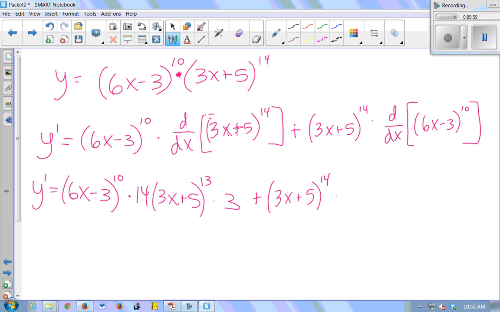The way I take this derivative is I apply the power rule. So I bring the 10 down, copy the 6x minus 3, and then decrease the exponent by 1. So power rule applied. But because the inside function wasn't just a plain old x, it's a 6x minus 3, I have to multiply by the derivative of the inside function, which is 6.